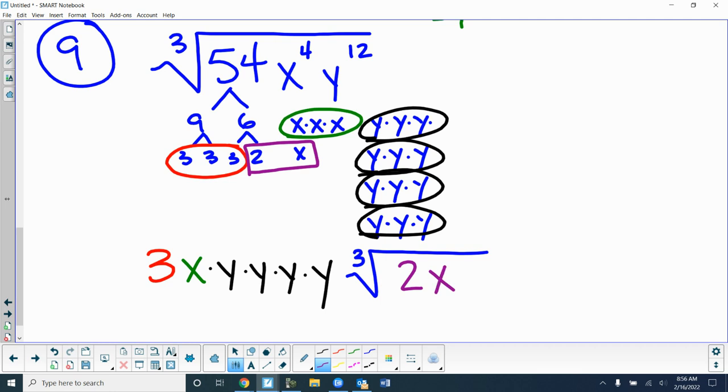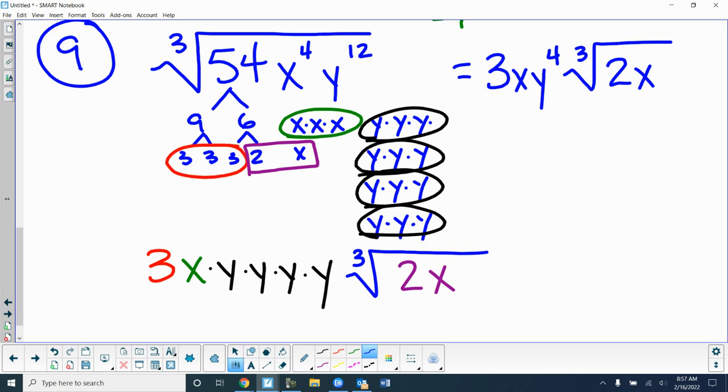All right, so to write this properly, I got a 3, an x, a y to the 4th, cube root, 2x. So there's our answer. But I was just trying to show you why with all the work. Okay? Questions on 9? If that helps you to do it that way, go ahead and do it that way. Last one.